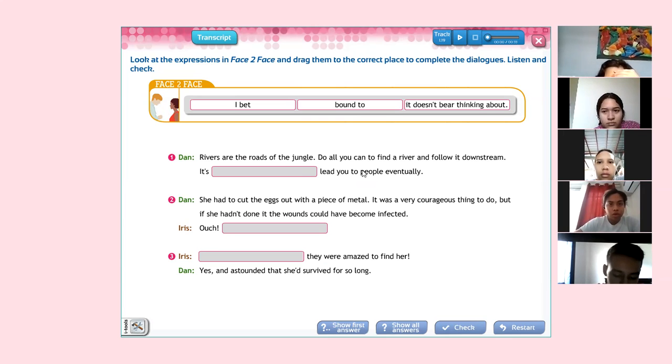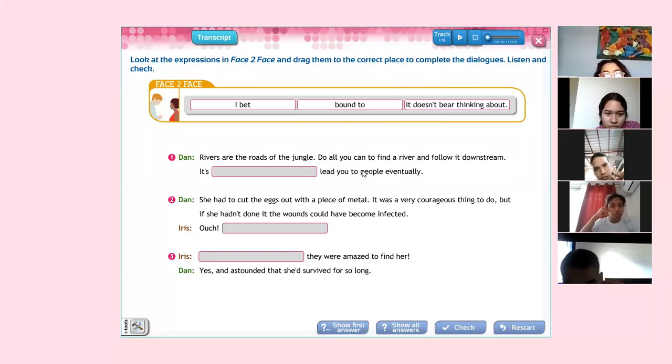Okay, what is the best sentence, everybody? Collaborate. What is the word? I bet, bound to, or it doesn't bear thinking about? Bound to. Okay, that's good. Later we're going to compare and check the errors. Continue reading number 2, please. Tamara, read number 2. Activate your microphone, Tamara.